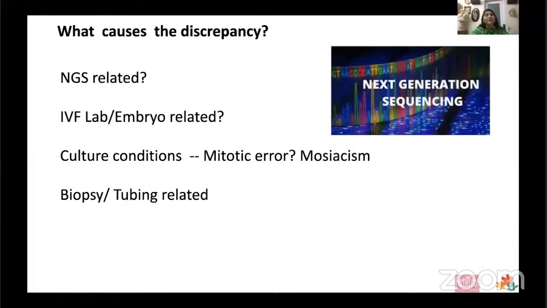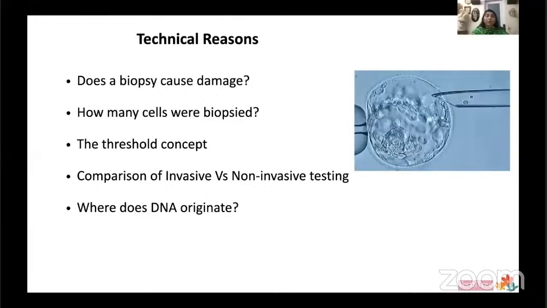So what are the causes for this discrepancy? Is it the technology? Is it related to the embryo or the IVF lab? Do the culture conditions cause mitotic errors? Because there are some papers which show that if the culture conditions are not good, there's a higher chance of mitotic, that is post-fertilization errors in the embryo. Or is it the method by which the biopsy and the tubing of the cells is done? So does the biopsy cause damage? It can, if not done properly by experienced embryologists.